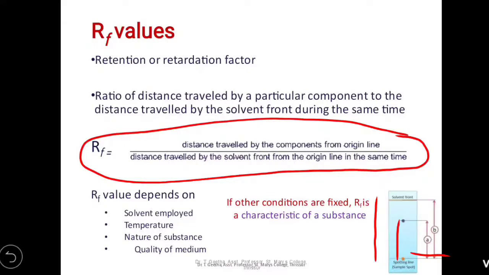RF value depends upon the solvent employed, temperature, nature of the substance, and quality of the medium used for separation. In other words, if all the conditions are alike, that is, solvent employed, temperature, and quality of medium are fixed, then the retention or retardation factor is a characteristic of the substance. That means that it can be used for qualitative analysis or identifying a substance.